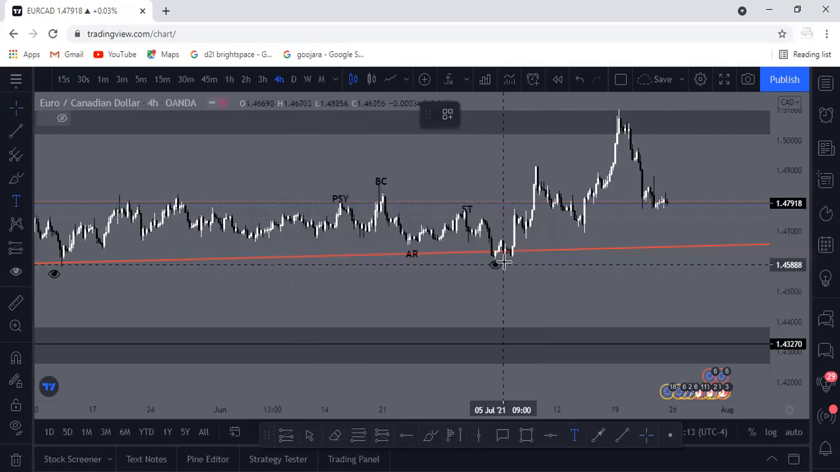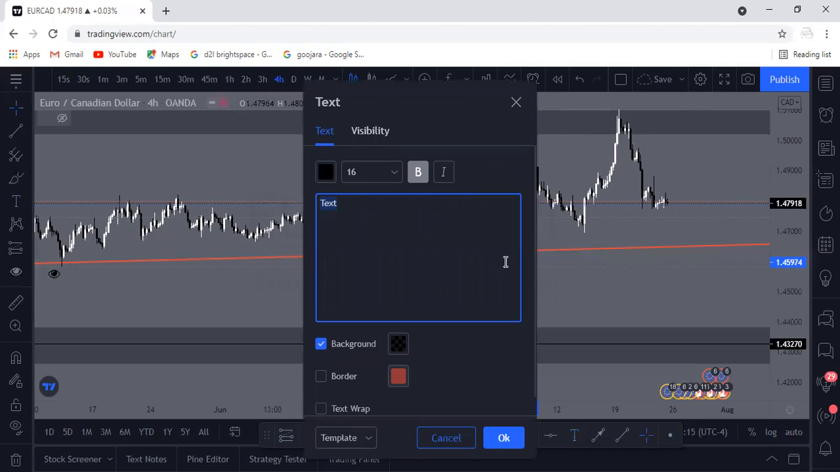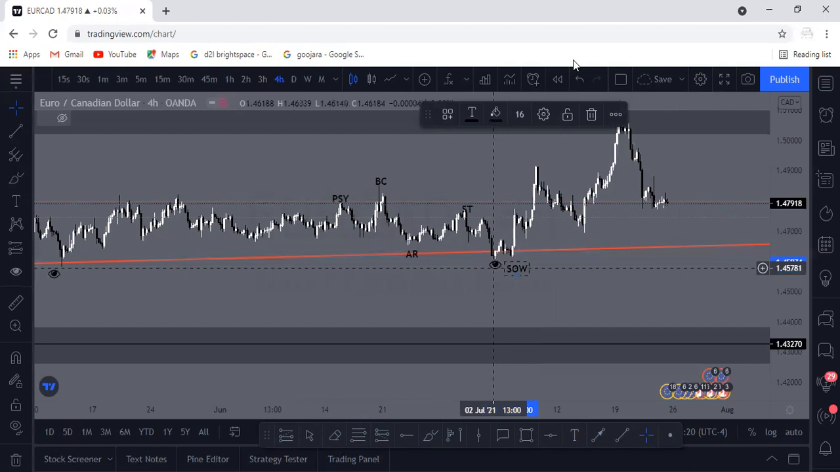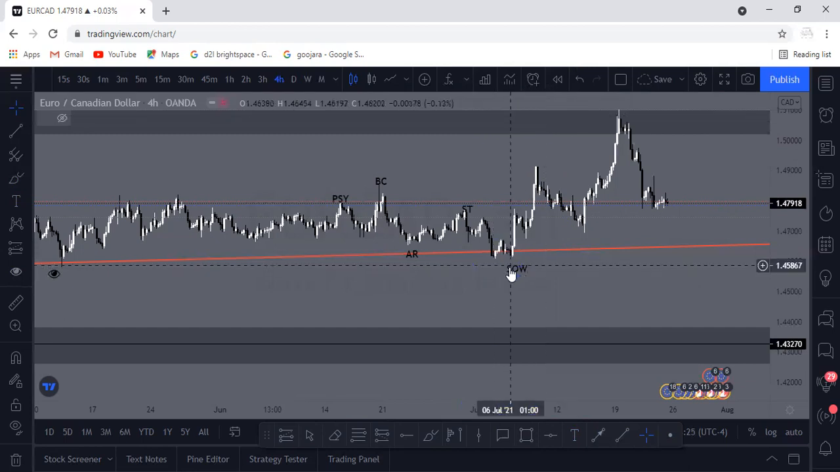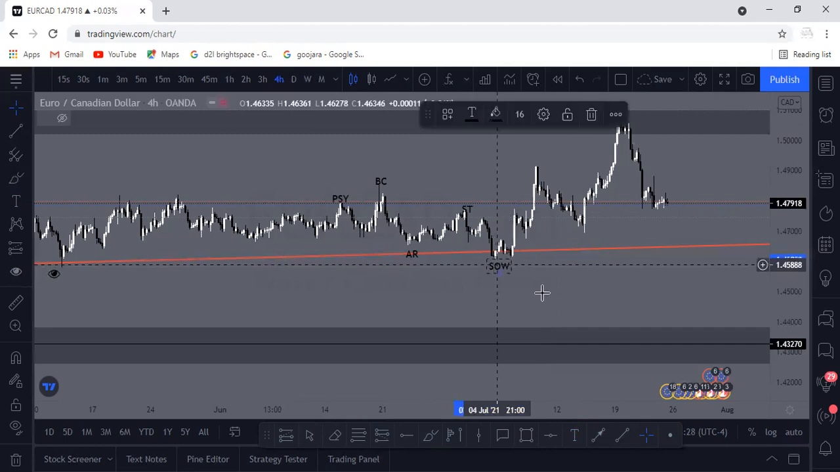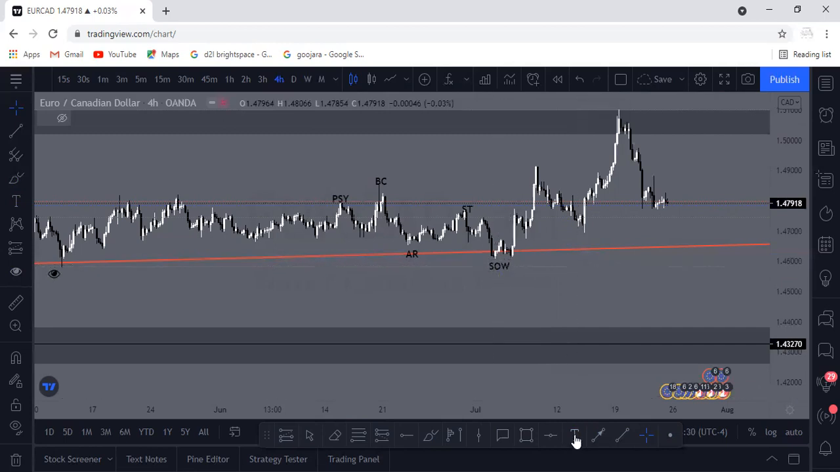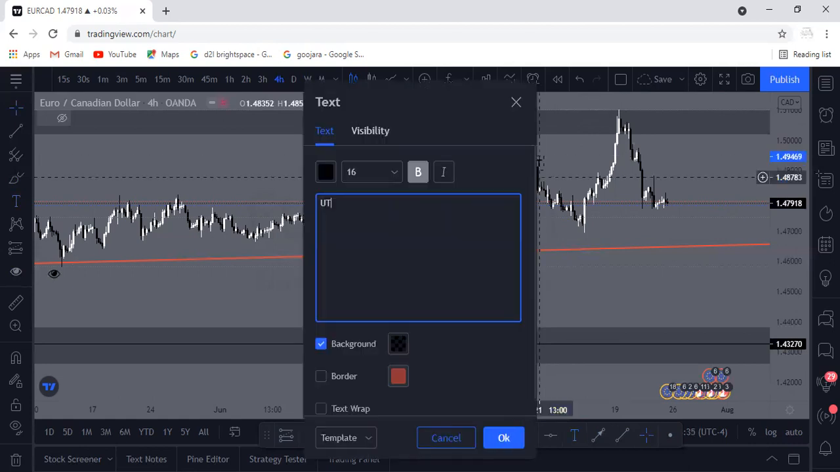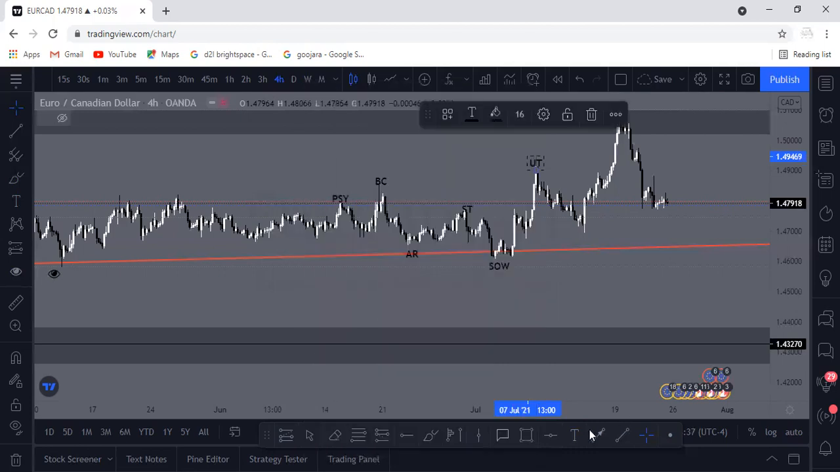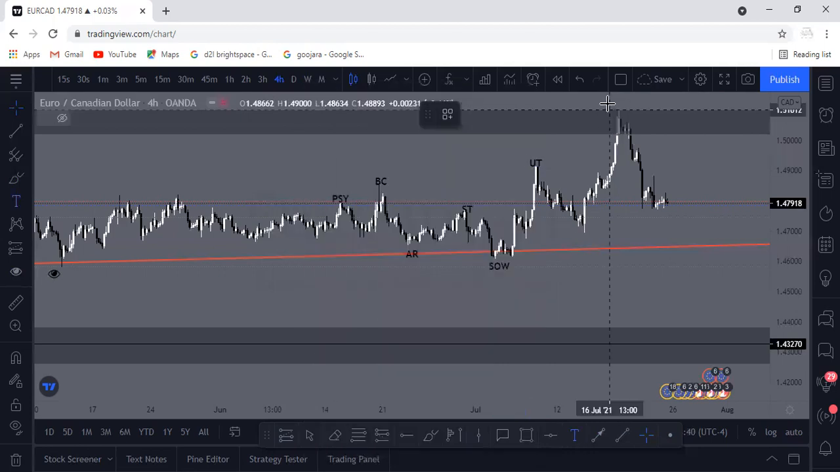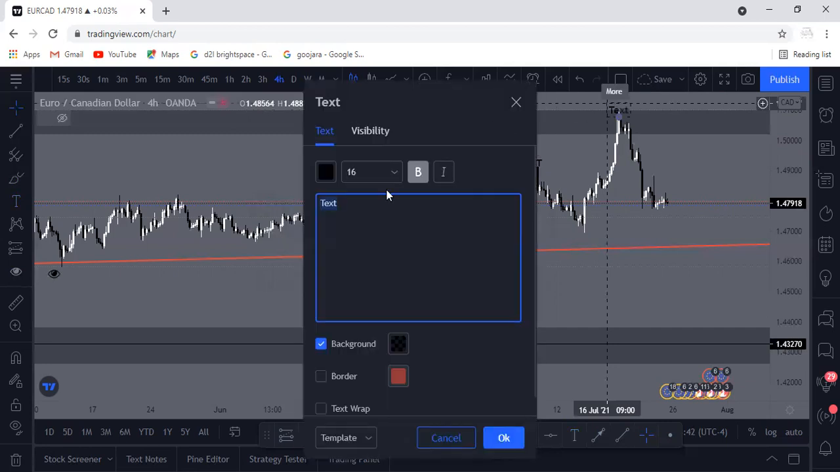And then below here, I see what? The sign of weakness. Let me delete this one. This is the sign of weakness. And then I see what? I see the up thrust. This is the up thrust. After the up thrust, I see the up thrust after distribution, the UTAD, which is also known as UTAD.